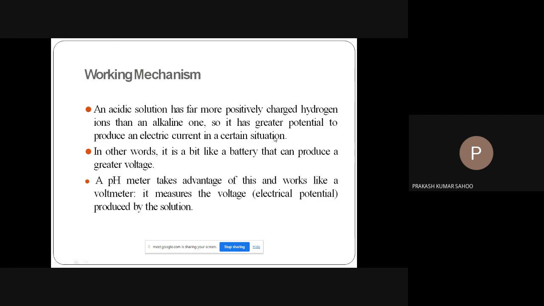So here in pH metry, in the container, we use an acidic solution that will produce a large amount of H plus ion with respect to the alkaline or OH minus ion concentration. And this H plus ion has the advantage to generate greater cell potential difference, which will be highlighted or noted through the pH meter.